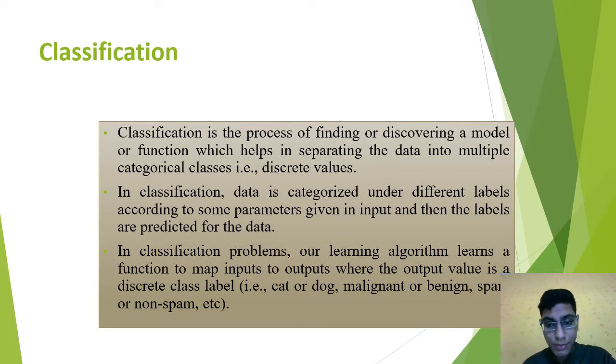In classification problems, a learning algorithm learns a function to map inputs to outputs where the output value is a discrete class label, for example, cat or dog, malignant or benign, spam or non-spam email.